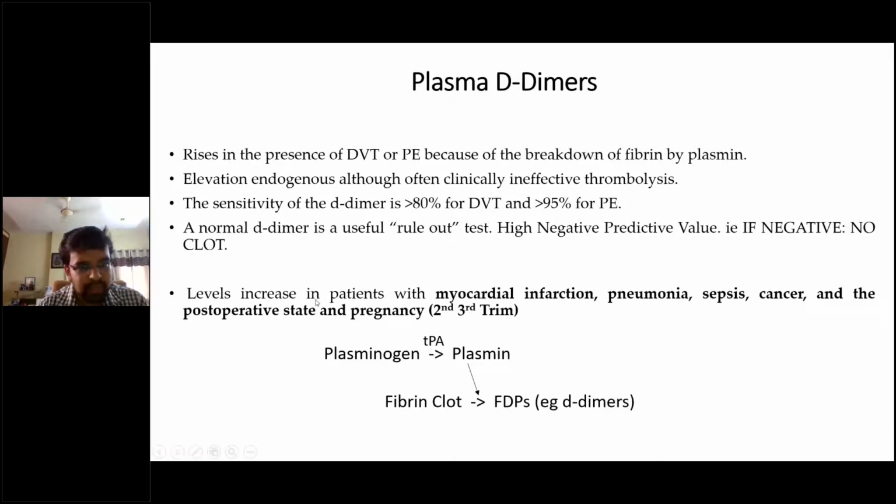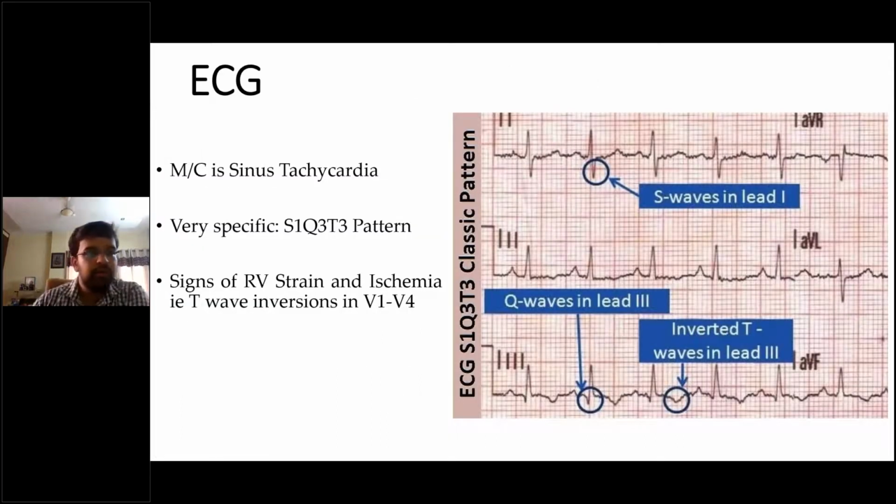False positives can occur. Why? Because there are many other conditions in which D-dimers will increase. Okay, coming to the ECG. Now, the most common ECG finding will be sinus tachycardia. What is sinus tachycardia? Sinus tachycardia is a heart rate of more than 100.